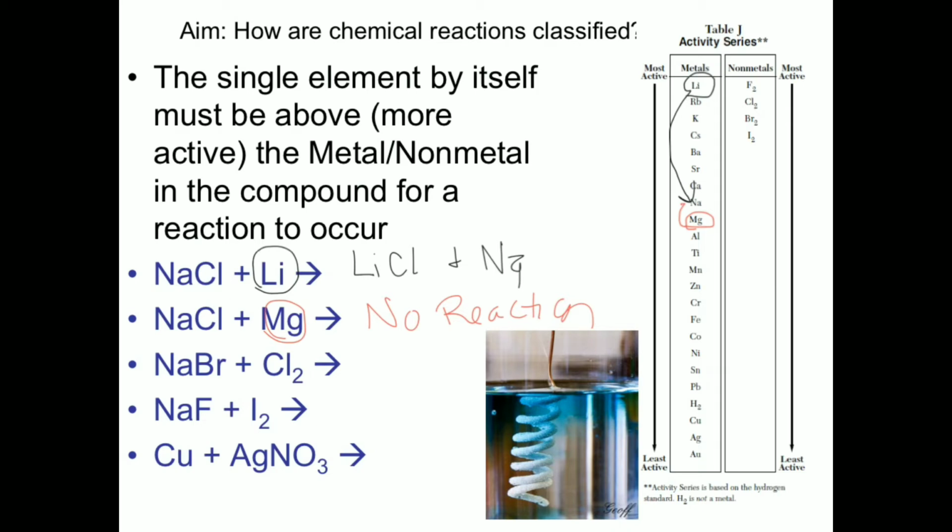In the next example, our lone element is chlorine. Chlorine is a nonmetal. Chlorine can only be compared to other nonmetals: fluorine, bromine, or iodine. Here, we're going to compare chlorine to bromine. Since chlorine is more active than bromine, chlorine can replace bromine in this reaction.